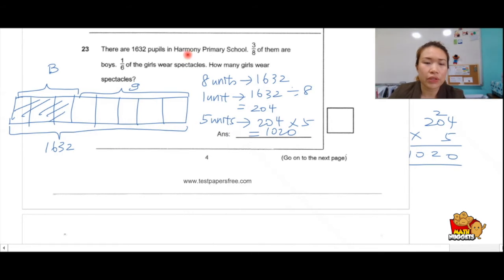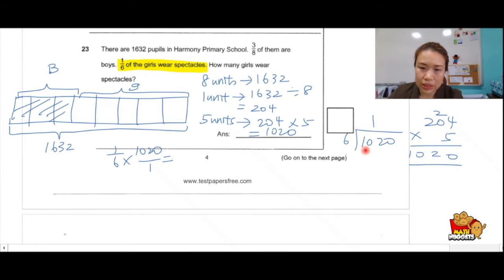Now this is only the girls. The question tells us that 1/6 of the girls wear specs. So now you have to take 1/6 multiplied by the girls to find out how many girls wear specs. So we have to take 1020 divided by 6.